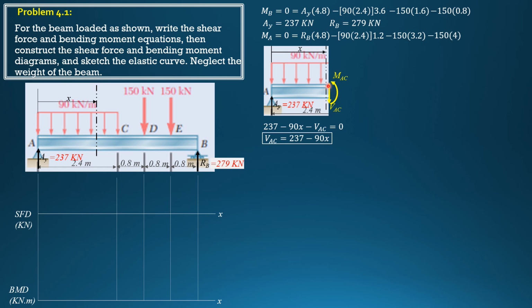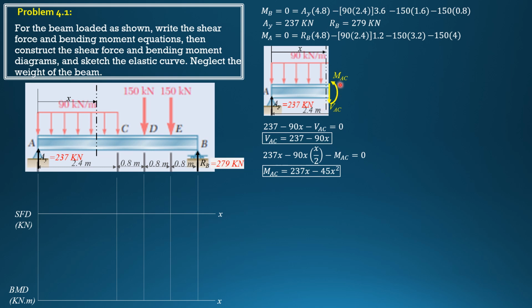Then for moment, summation moment about this section AC equals 0. So clockwise positive: 237x minus 90 times x, then moment arm x over 2. Clockwise positive, then minus counterclockwise, 90 times x over 2, minus MAC, which is counterclockwise also, equals 0. So MAC is 237x minus 45x squared.